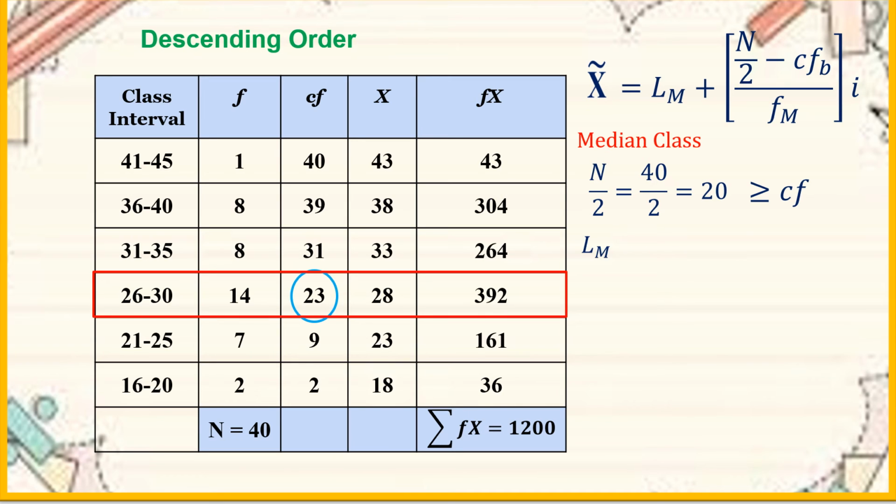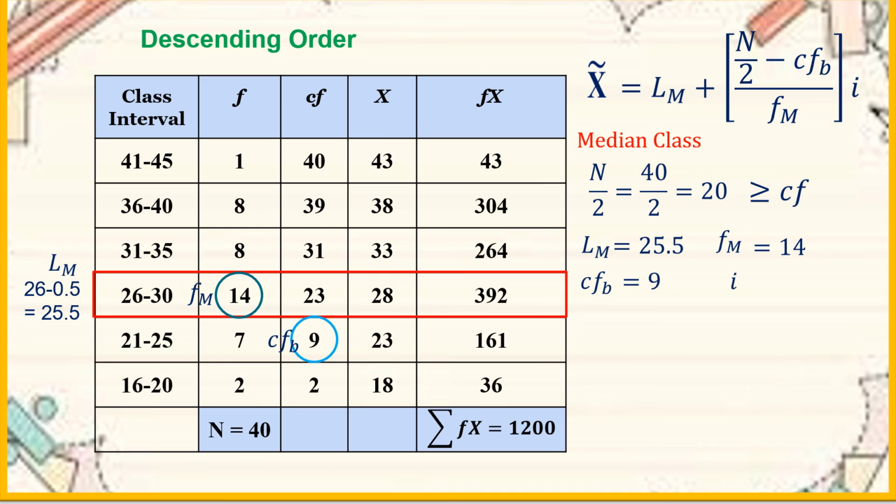Now, we are going to determine the lower boundary of the median class. To determine the lower boundary, we are going to subtract 0.5 from the lower limit. So 26 minus 0.5 is equal to 25.5. And then the next one, we are going to determine the CFB, or the cumulative frequency below the median class. This is descending order, so it is below. In here, it is equal to 9. So CFB equals 9. And then next, we are going to determine the frequency of the median class, which is equal to 14.